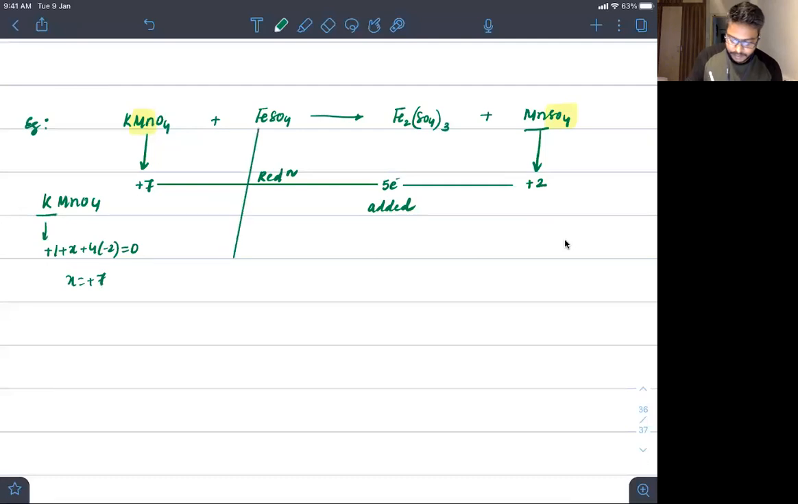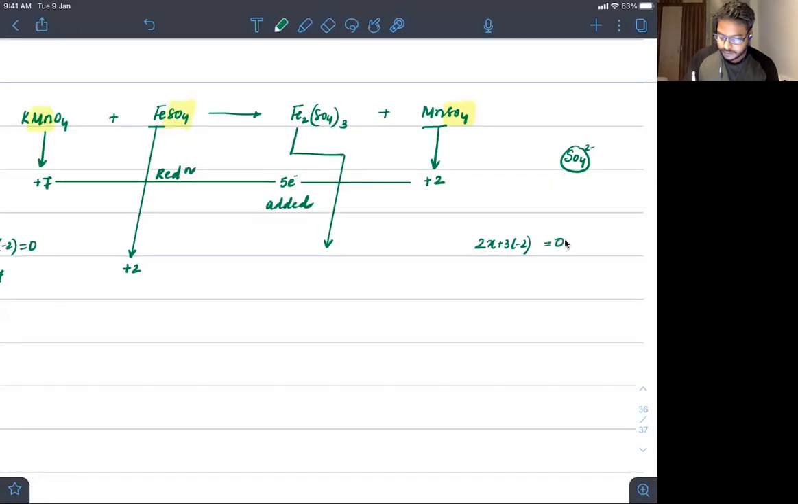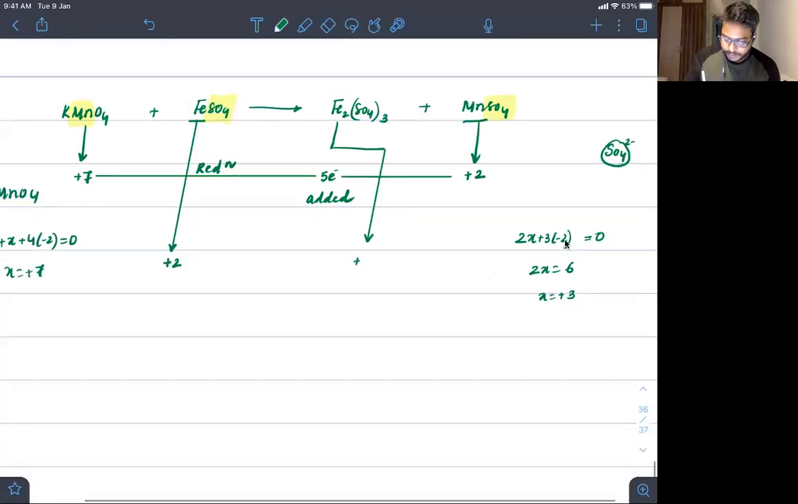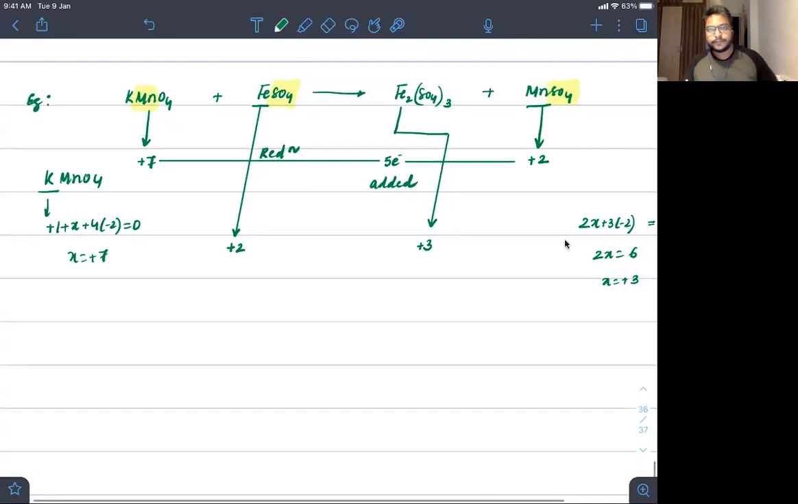Now see iron here. What happens to iron? SO4 is -2. So iron will become +2. So that is the oxidation state of iron. And what about the oxidation state of this iron here? If you look at this iron here, 1 sulfate is -2. So we have 2x plus 3 times of -2 equal to 0. So 2x is equal to 6 or x is equal to +3.